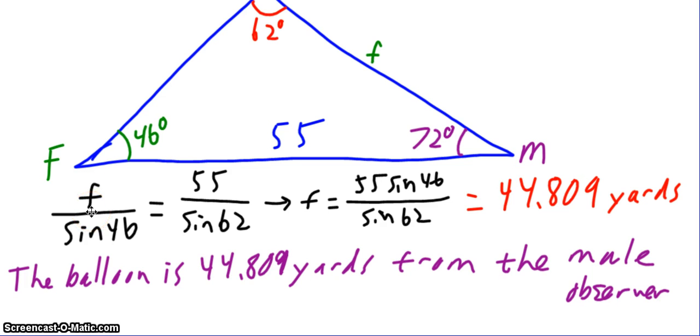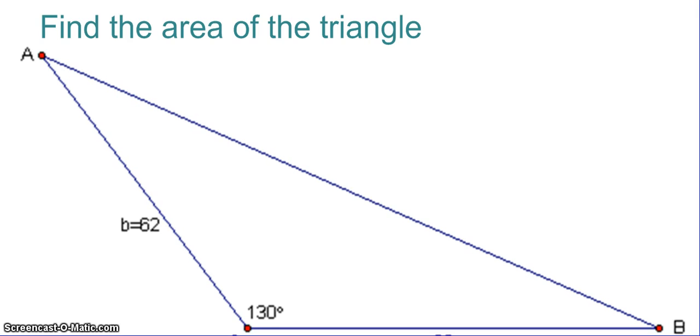So, little f over the sine of 46 equals 55 over the sine of 62. F equals 55 sine 46 over the sine of 62, which is 44.809 yards. So the balloon is 44.809 yards from the male observer. Alright, enough with those applications.